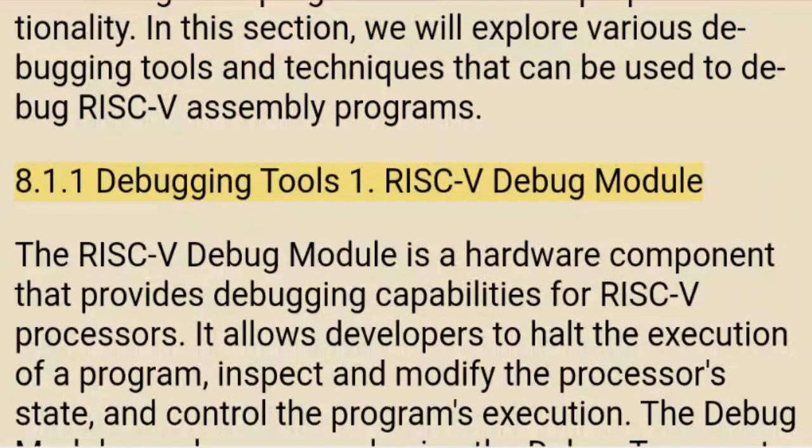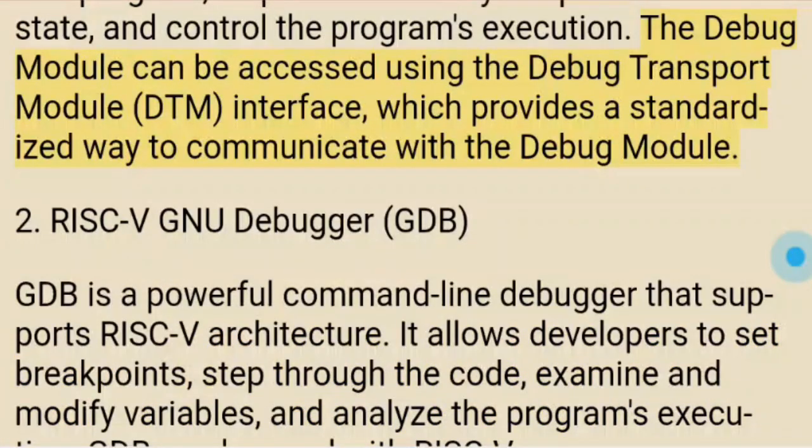8.1.1 Debugging Tools. 1. RISC-V Debug Module. The RISC-V Debug Module is a hardware component that provides debugging capabilities for RISC-V processors. It allows developers to halt the execution of a program, inspect and modify the processor's state, and control the program's execution. The debug module can be accessed using the Debug Transport Module (DTM) interface, which provides a standardized way to communicate with the debug module.